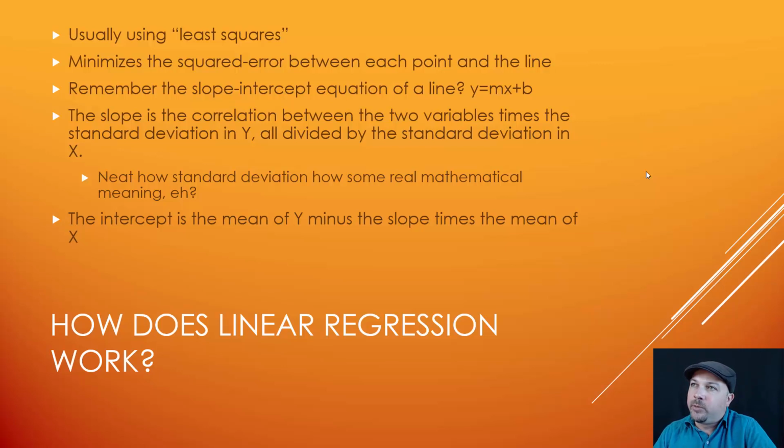If you remember back to high school, the slope-intercept equation of a line is y equals mx plus b, where m is the slope and b is the y-intercept of that line. Basically, what linear regression does is figure out m and b for you. And it can actually do that based on some pretty easily derived statistical qualities of your data here. And how the math kind of works out is actually pretty elegant, but I'll leave that for another time.